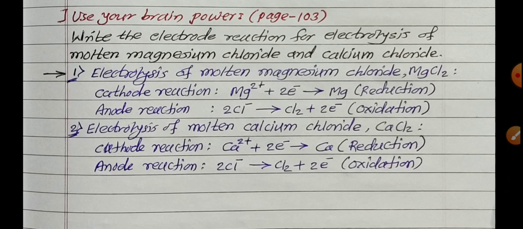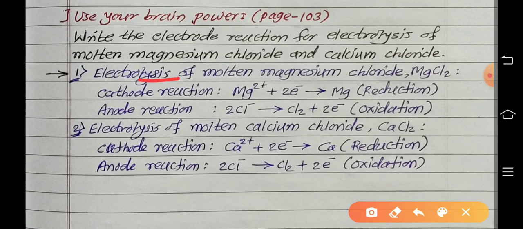First one, electrolysis of molten magnesium chloride, that is MgCl2. So at cathode, magnesium is a metal, that's why magnesium forms two positive ions, so it requires two electrons to form metallic magnesium. So reduction takes place. And at anode, anode means what? Positive electrode. So negatively charged chloride ion is liberated in the form of chlorine gas plus 2 electrons released, so oxidation takes place.